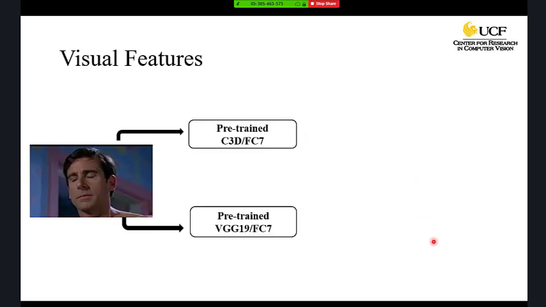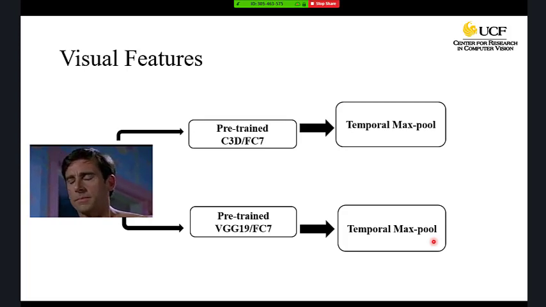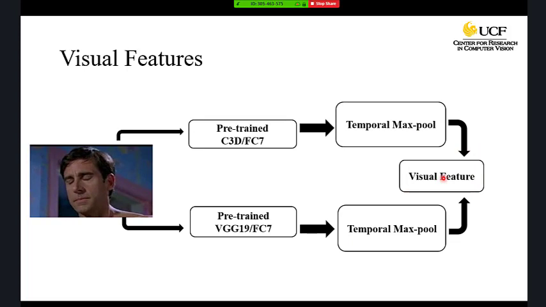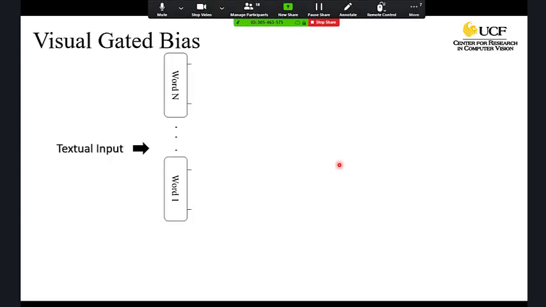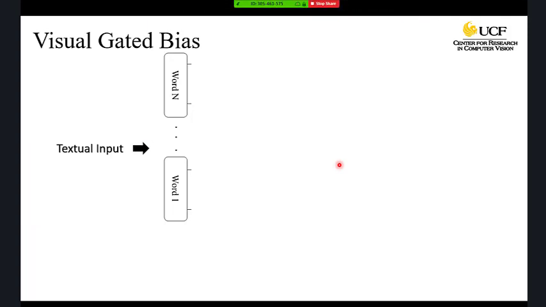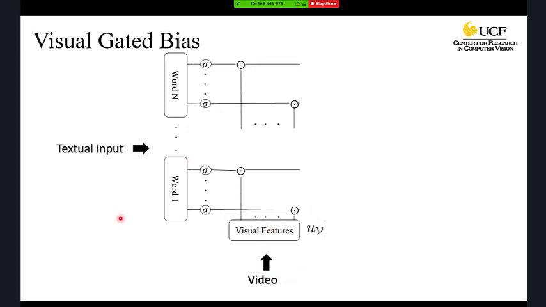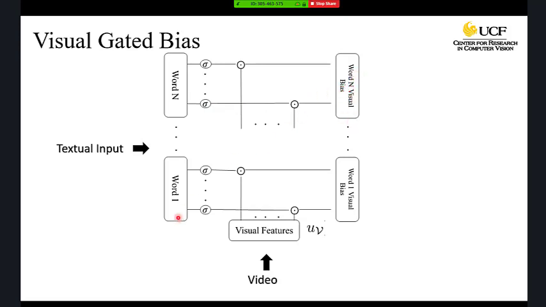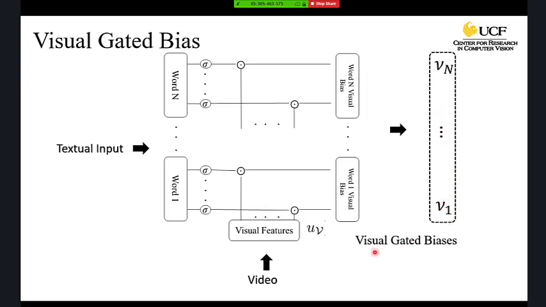And for the gated visual bias module, we compute the VGG19 and C3D features out of the video, and we get rid of the time dimension of the video by doing a temporal max pooling. And we combine these two kinds of features into one single visual feature vector, and we call it U of V. So, the visual gated bias. As we mentioned earlier, not all the words in a sentence or video description have a clear visual pattern. So basically, we want to look at the visual features differently for each word in the sentence. So basically, we can gate the visual features with each word separately. And we come up with word visual biases for word 1 to word n. And we call them V1 to Vn, the visual gated biases that we show in the reconstruction formulation.